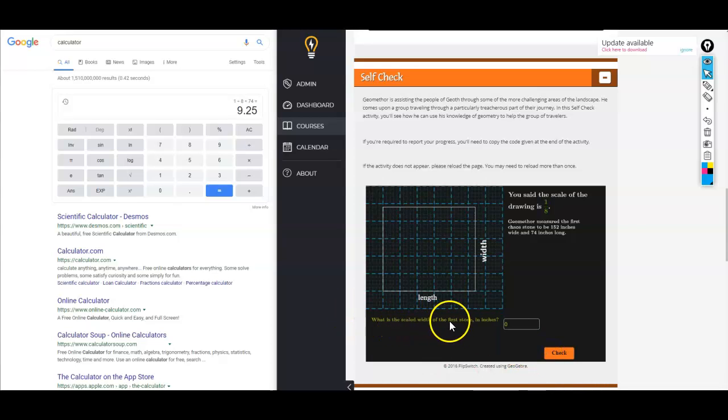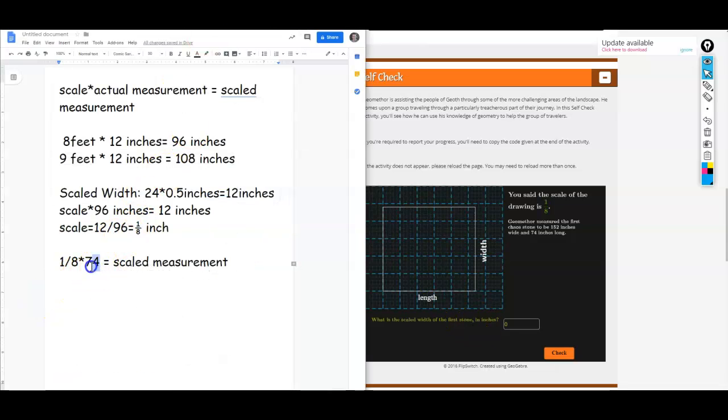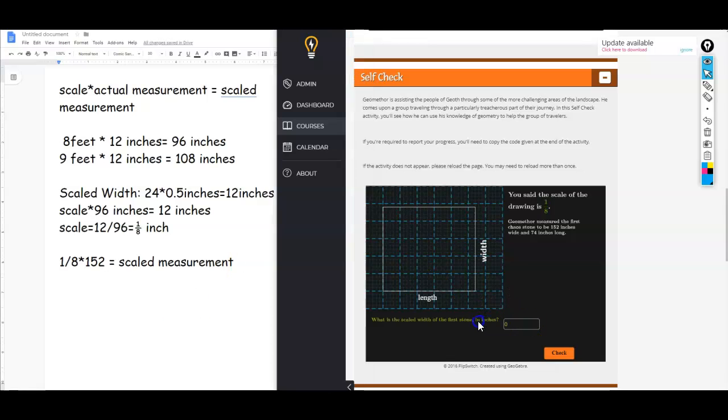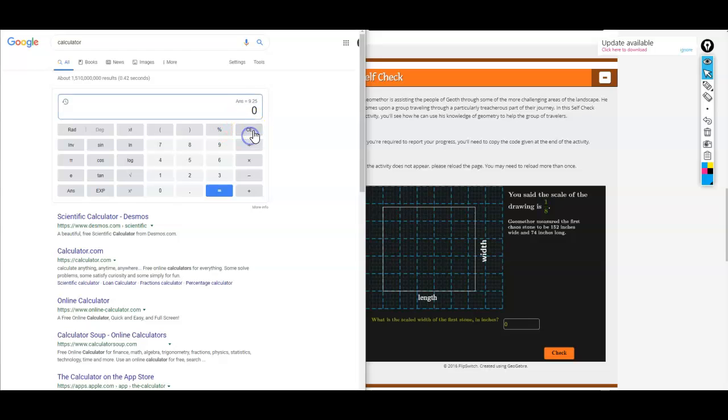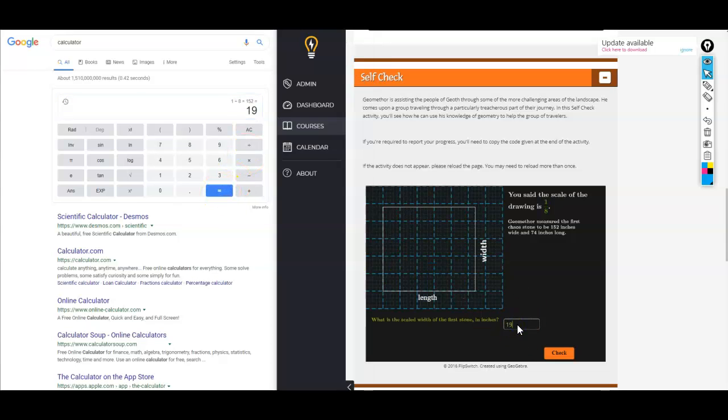So what is the scaled width of the first stone? So again, our basic equation is going to be the scale times the actual measurement, and the actual measurement is 152 inches wide. So we're going to type this into our calculator. 1/8, our scale times our actual measurement, which is 152. That's 19. Good job.